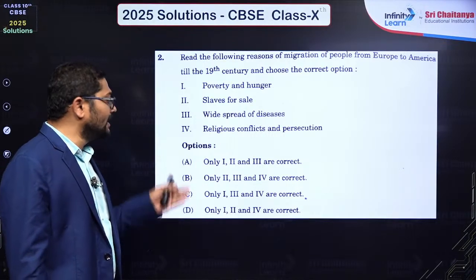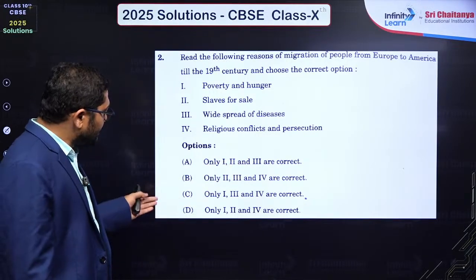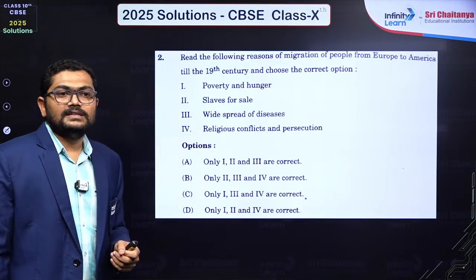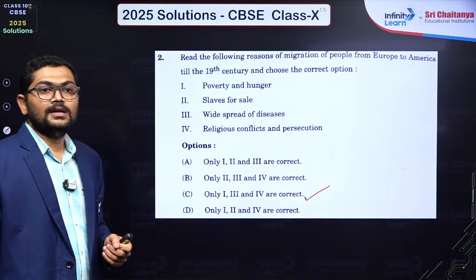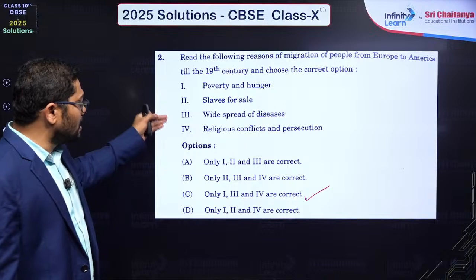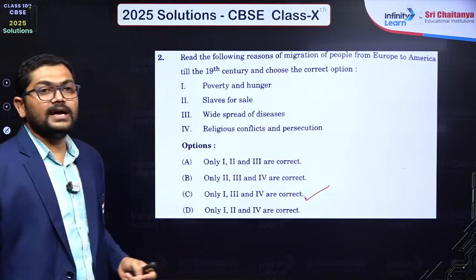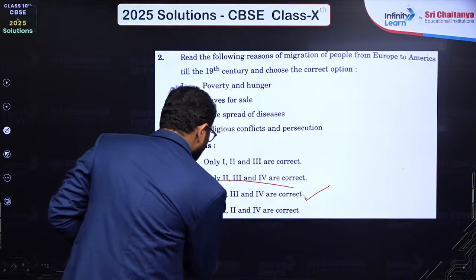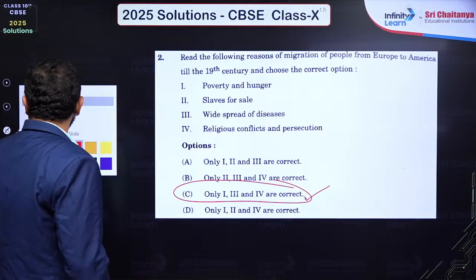Option B, only 2, 3 and 4 are correct. Option C, 1, 3 and 4 are correct. And D, only 1, 2 and 4 are correct. As per the content in the textbook, absolutely, option C is the correct one. Poverty and hunger, widespread of diseases, religious conflicts and persecution are the major reasons for the migration of people from Europe to America till the 19th century. So for question number 2, the correct answer is option C. Let's see the next question.